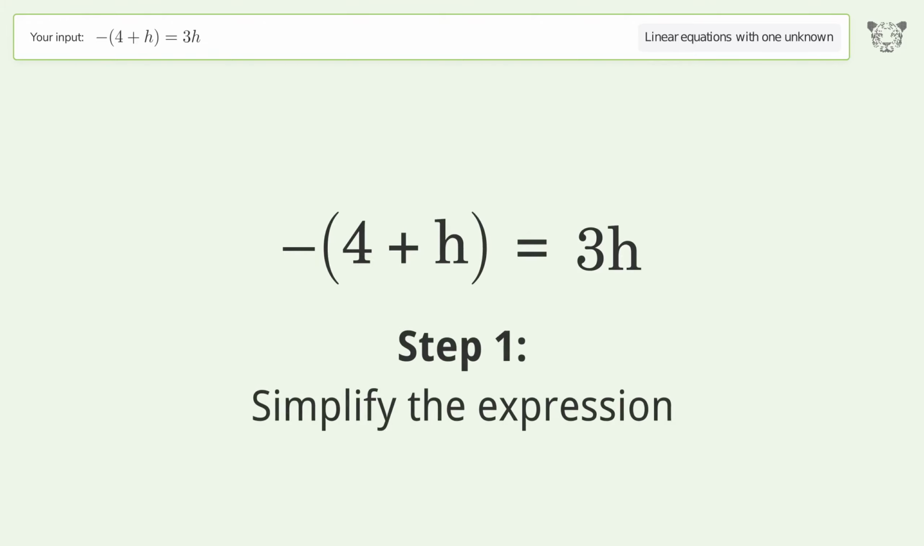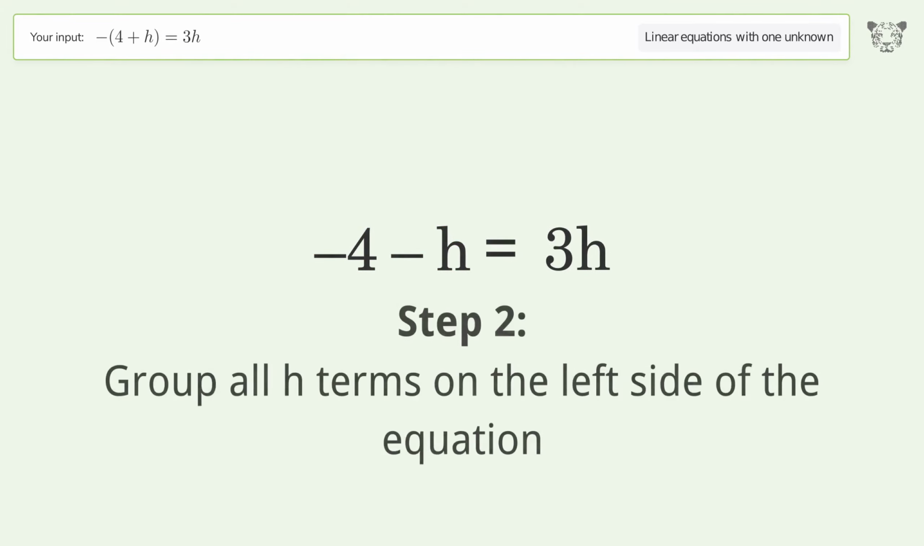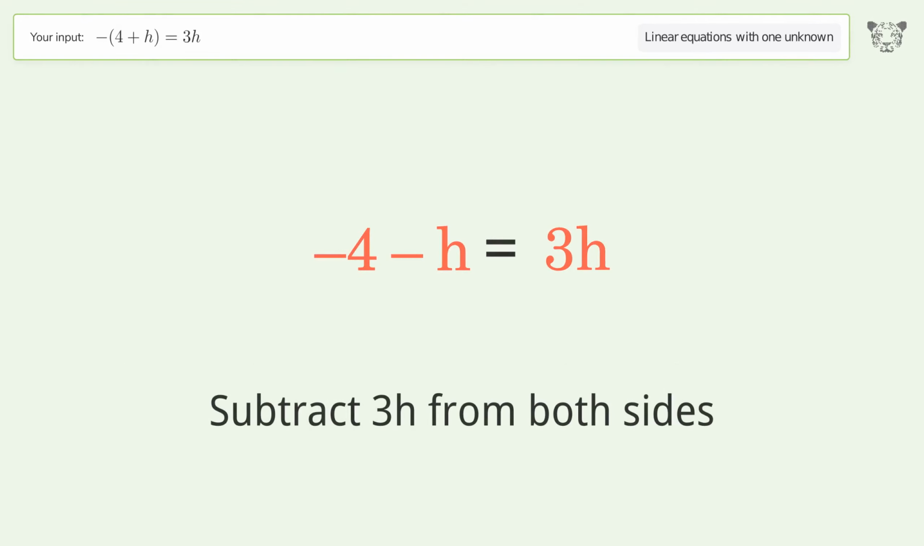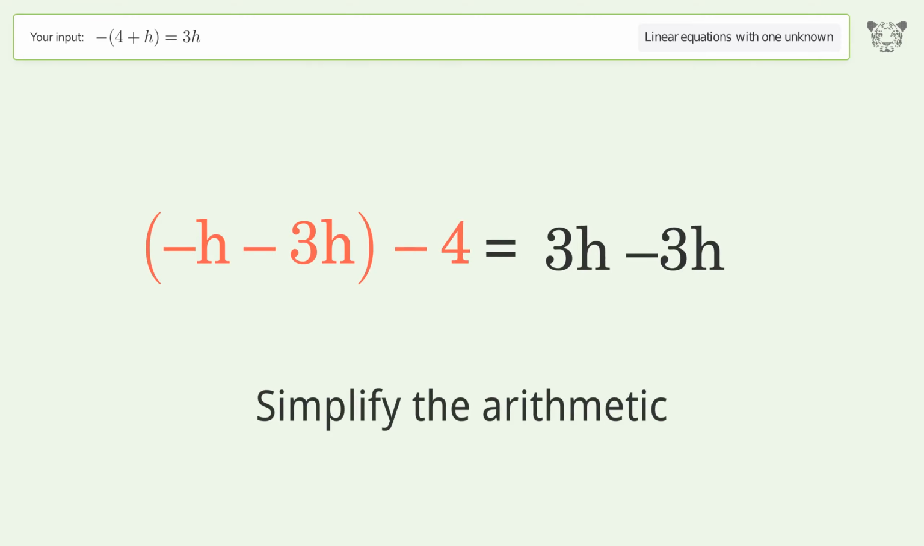Simplify the expression. Expand the parentheses. Group all h terms on the left side of the equation. Subtract 3h from both sides. Group like terms. Simplify the arithmetic.